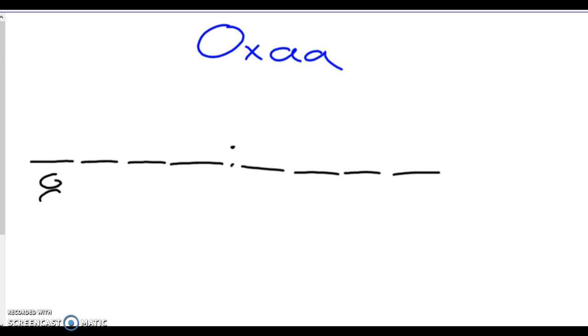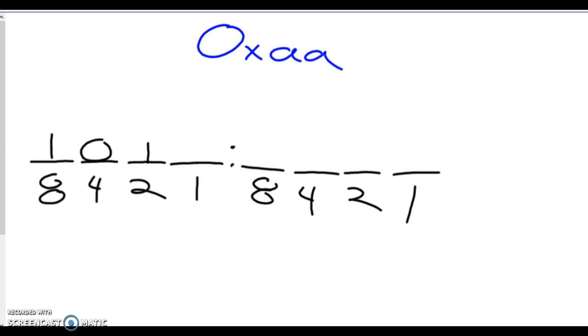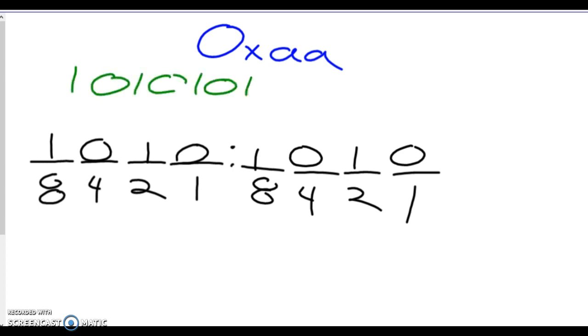And if I were to write my values here, 8, 4, 2, 1, 8, 4, 2, 1. I know I have to equal 10, so we'll choose the 8, not choose the 4, choose the 2, not choose the 1. Same idea here. So right now I have my binary value, and I can just write it on top. 1, 0, 1, 0, 1, 0, 1, 0. A lot more easy to do.